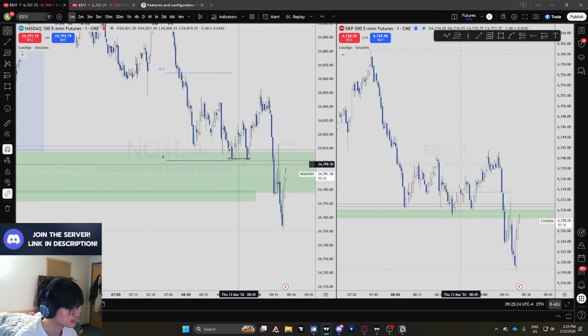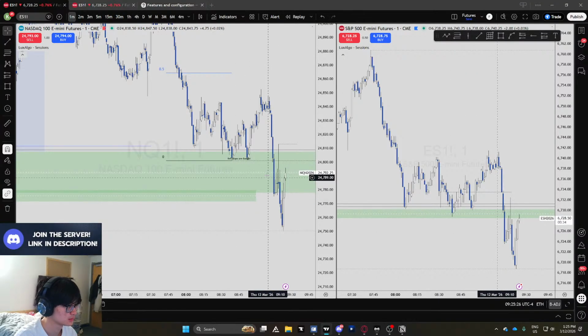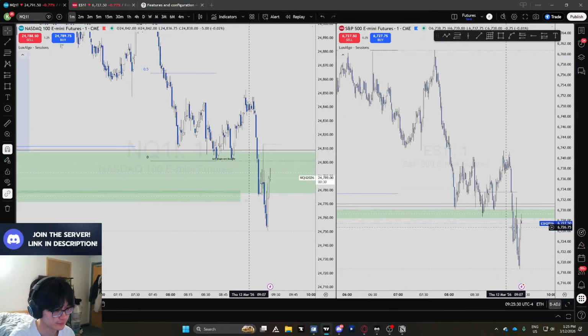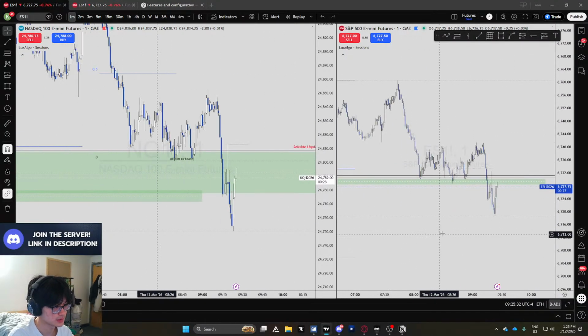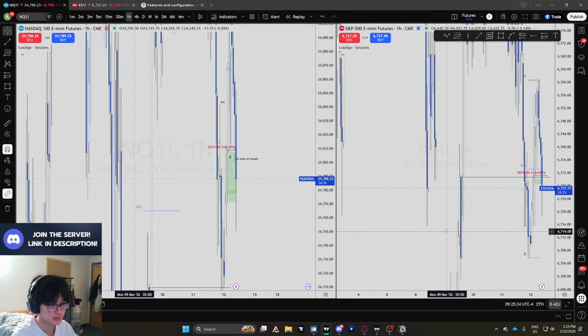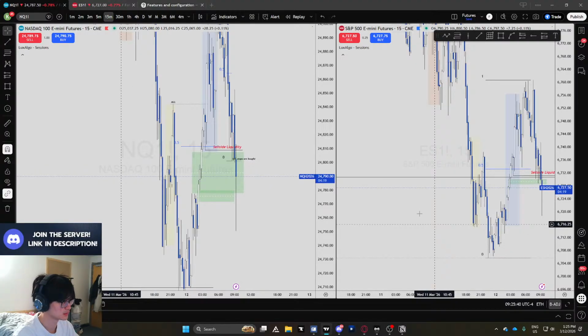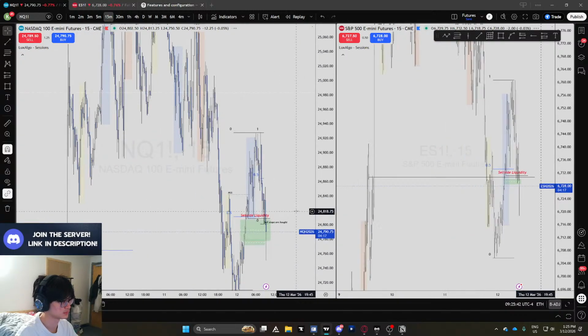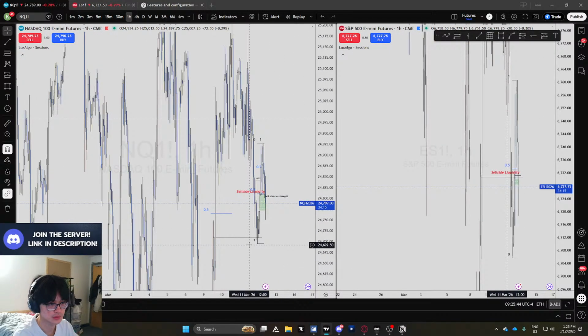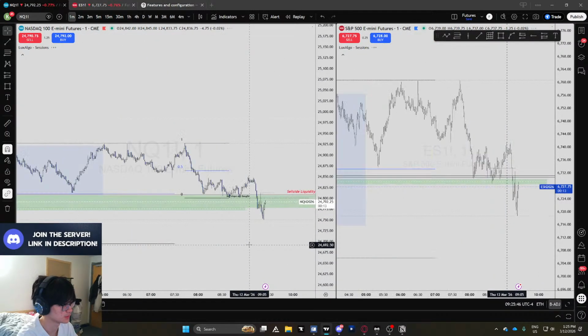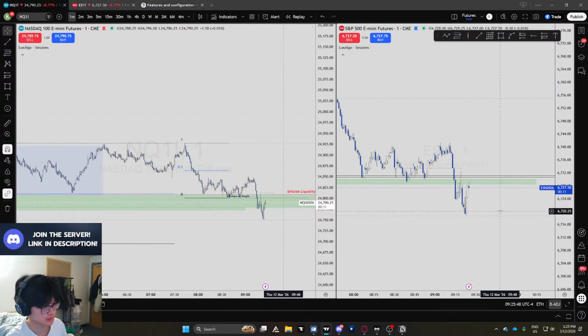Model off open, relative equal lows taken, resweep, swing high, short shift, fair value gap. That's what I want to see. Where do I want to take it though? Yes, on Q. Probably on Q. That was to choose.